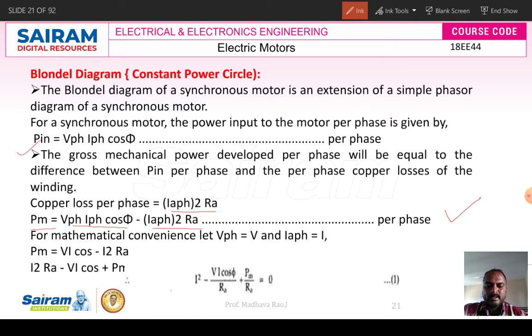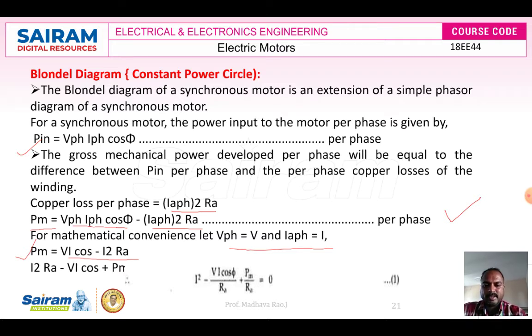For mathematical convenience, let V phase be considered as V and I phase be considered as I. For simplification, we are considering V phase equal to V and I phase equal to I. Substituting V and I in place of V phase and I phase, we get the mechanical power developed by the synchronous motor, PM, equal to VI cos phi minus I square into Ra. Simplifying this, we get I square minus VI cos phi by Ra plus PM by Ra equal to 0.